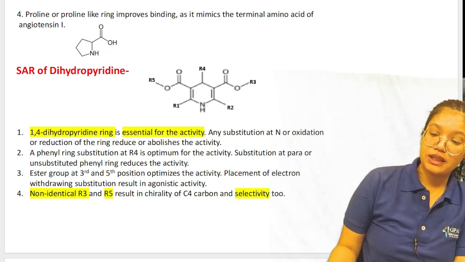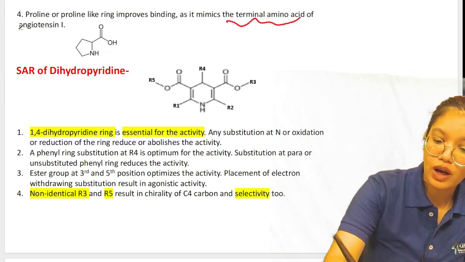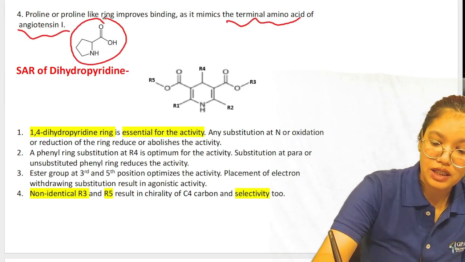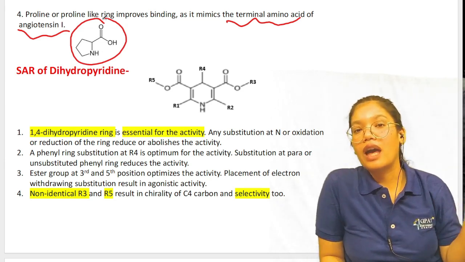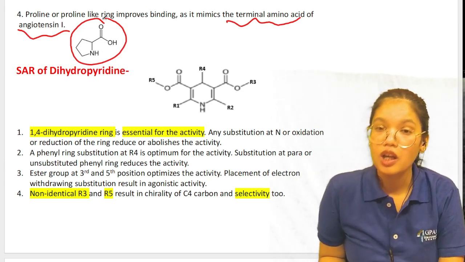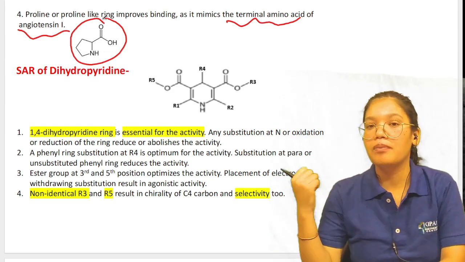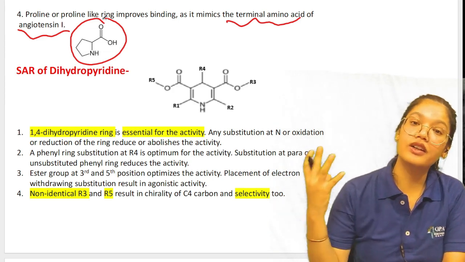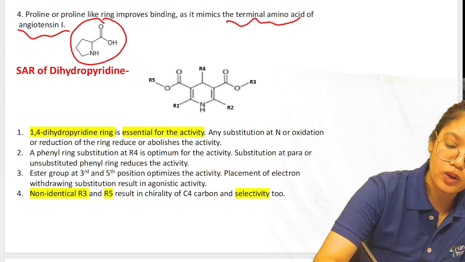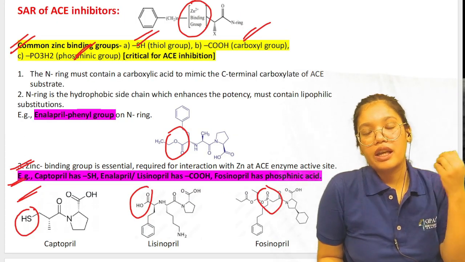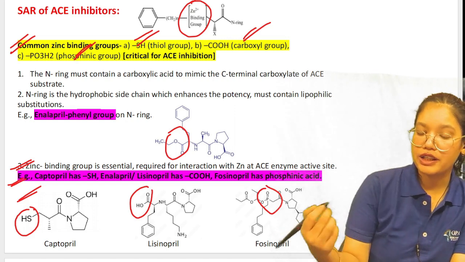As it mimics the terminal amino acid of angiotensin 1, having this proline, as proline is the terminal amino acid of angiotensin 1, it basically helps in mimicking that particular receptor. So this is very important. It helps in better binding of the structure.